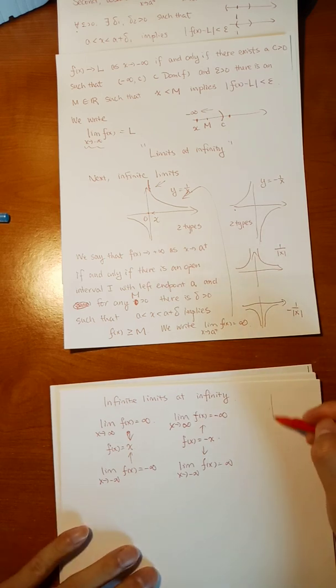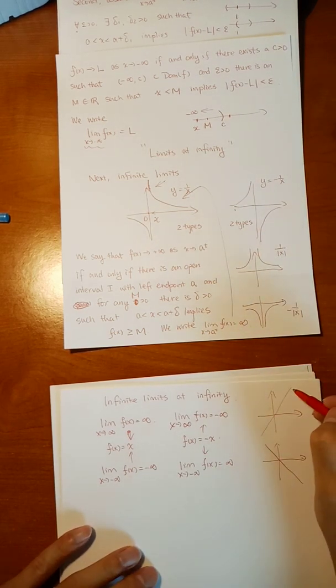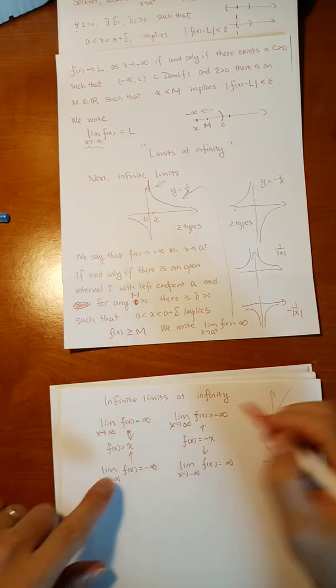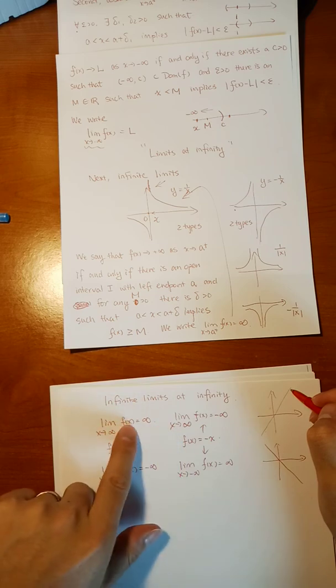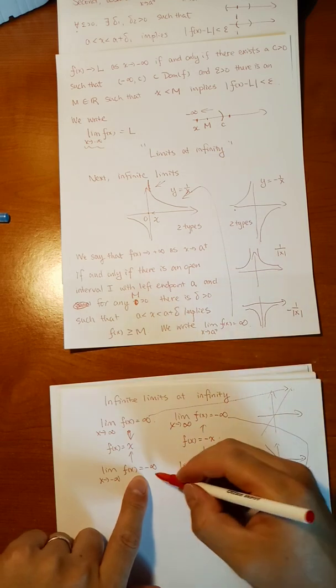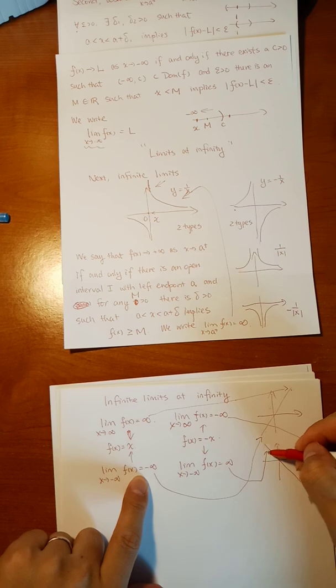Infinite limits at infinity. So it looks like this way, or this way. Okay, this is the first one. This is the second one. This one, negative infinity, negative infinity. This is the first one. This is the second one. Okay.